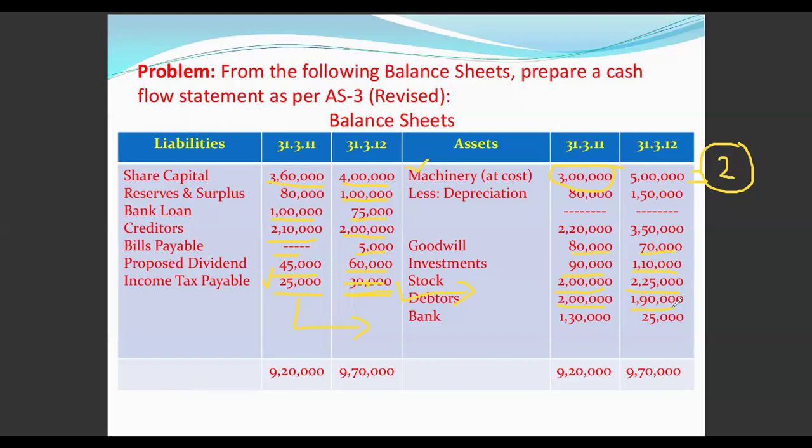So as per this, the amount of 10,000 is received by the company. The bank balance was 1 lakh 30,000. Now it is 25,000. So this will indicate 1 lakh 5,000 is withdrawn from bank. So this indicates a cash flow. Now once again, please read the numerical.